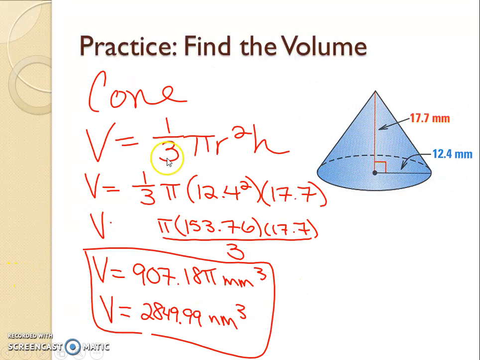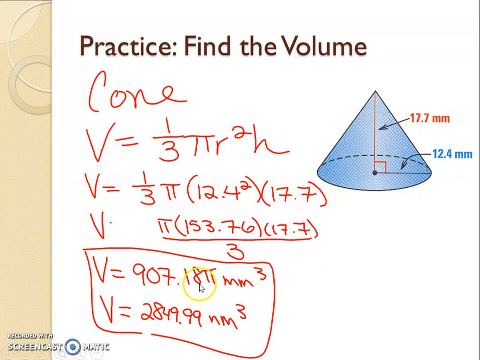Let's find the volume of a cone. Let's always write the formula first. Volume equals 1/3 pi r squared H. R is 12.4, so we plug that in, and H is 17.7, so we plug that in. Do 12.4 squared times 17.7 first, and then hit pi divided by 3. If you leave it in terms of pi, don't press pi, just write pi: 907.18 pi. Otherwise, you press pi after you type this, and you get this number.